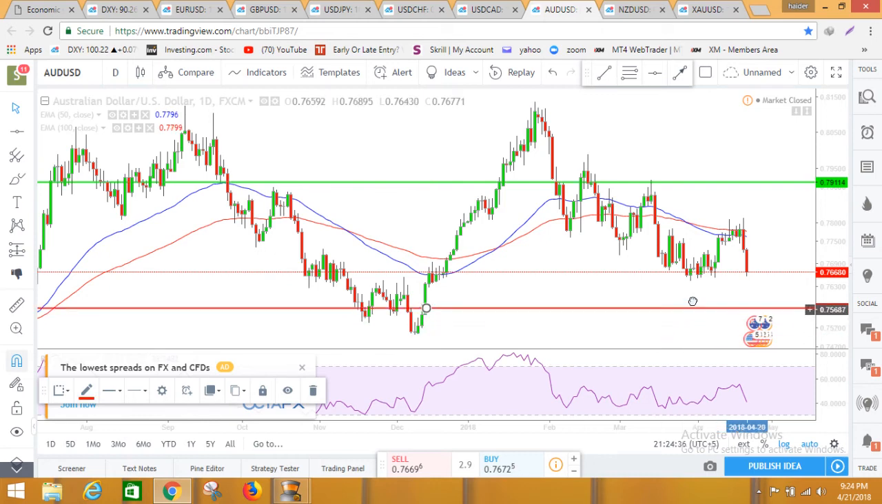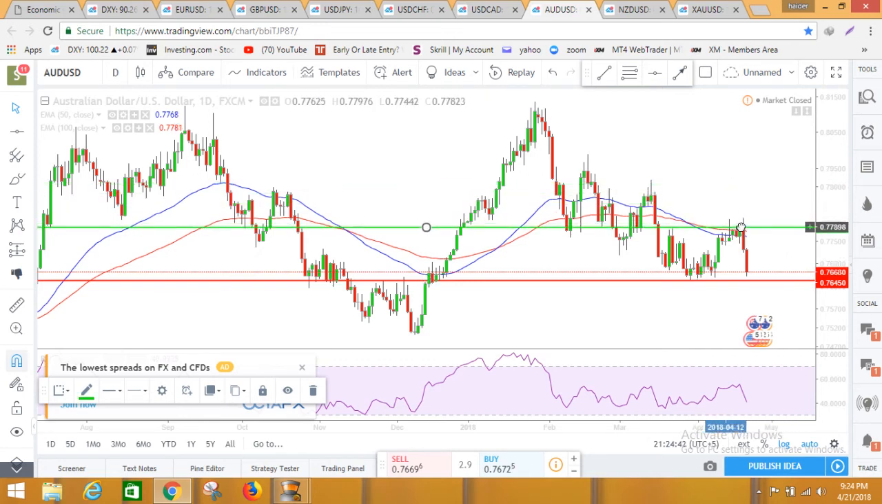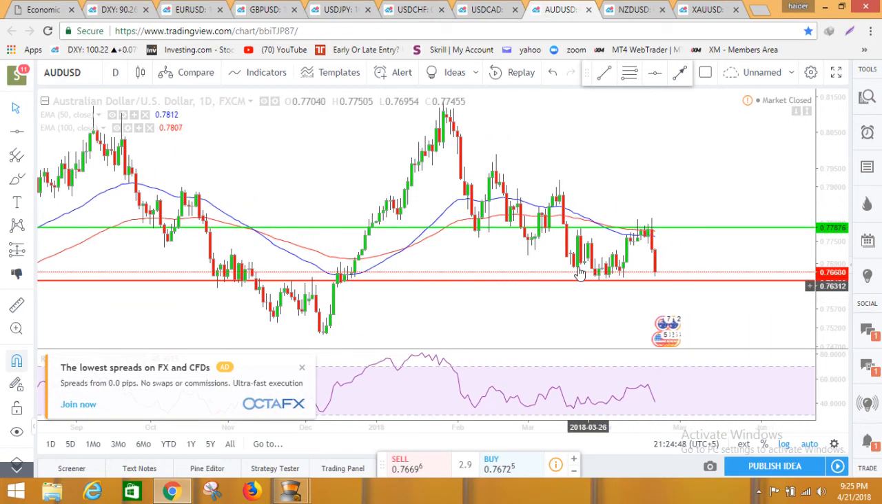But you can make use of it, sometimes the ranging markets are also very good. You can have some small and short term trades, so good luck.